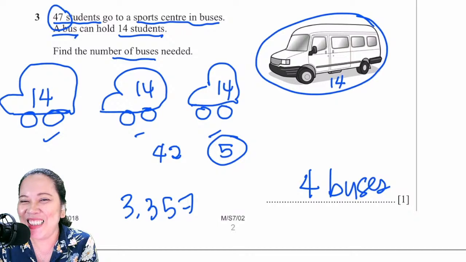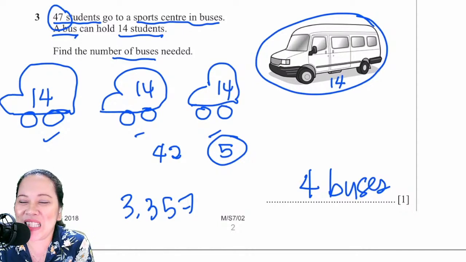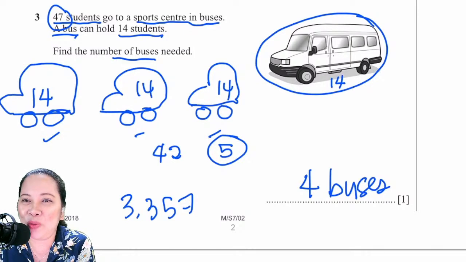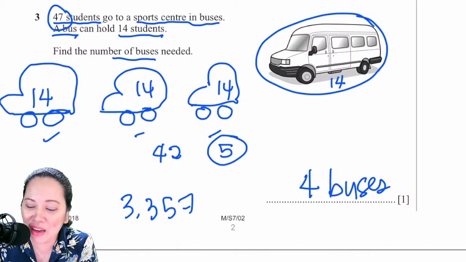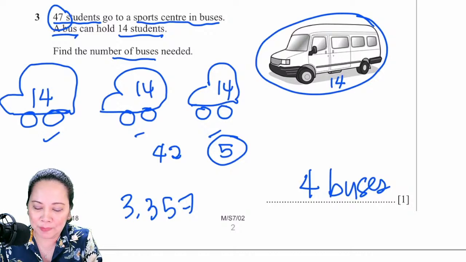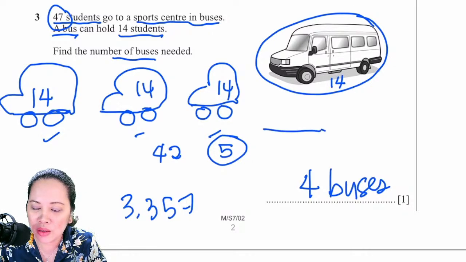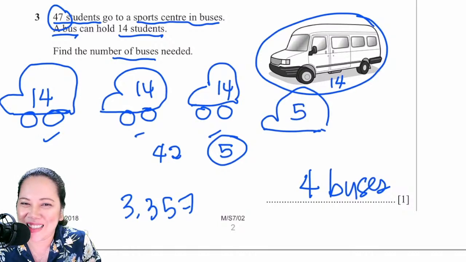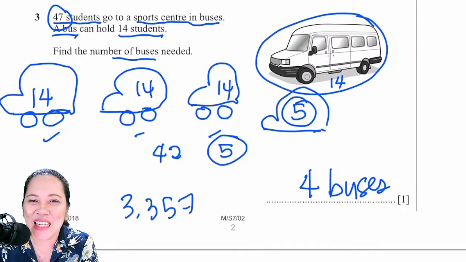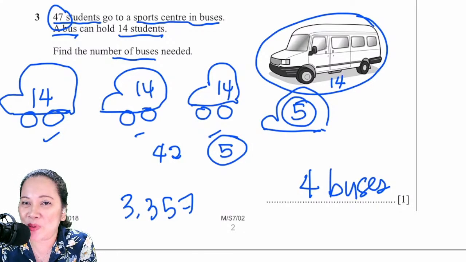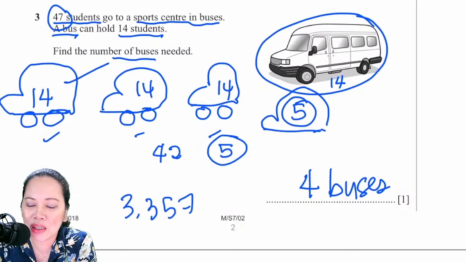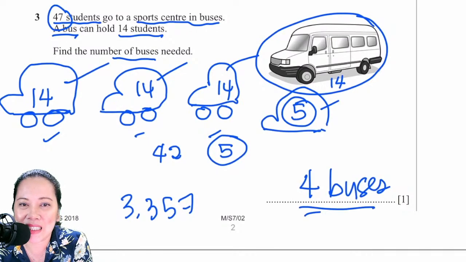We cannot do that in maths. Probably you will say 3 buses and the 5 will just sit with the driver. Okay, we cannot do that. So we have to add one more bus for the 5 students, the VIPs. That means that we need 4 buses.